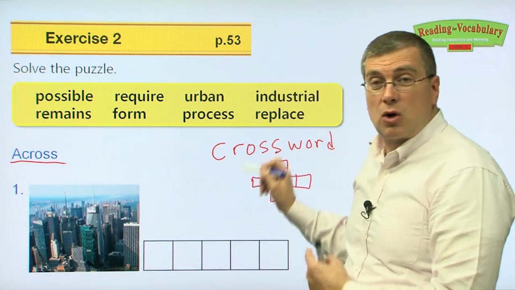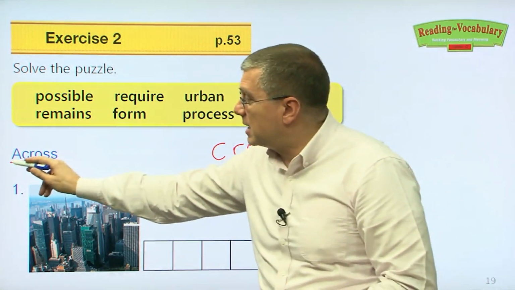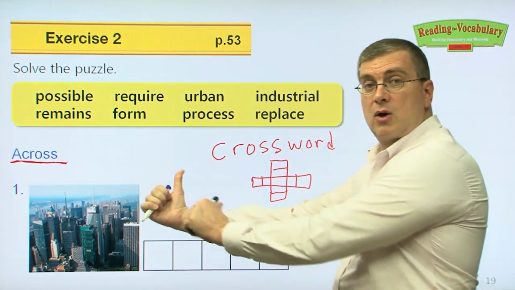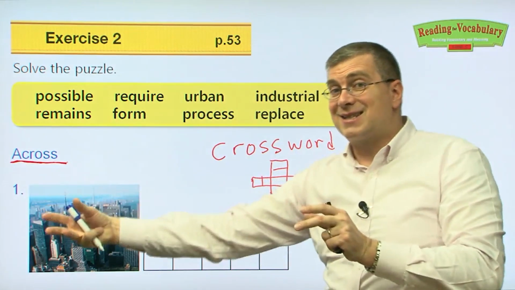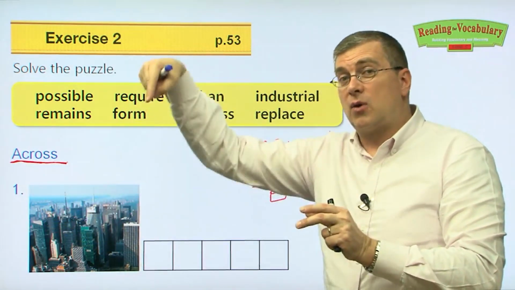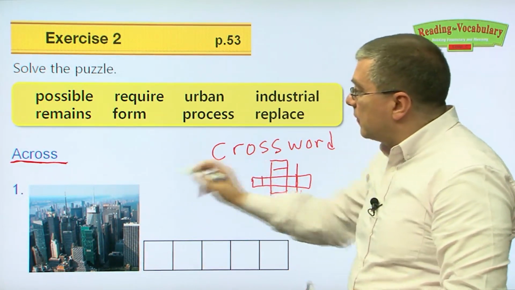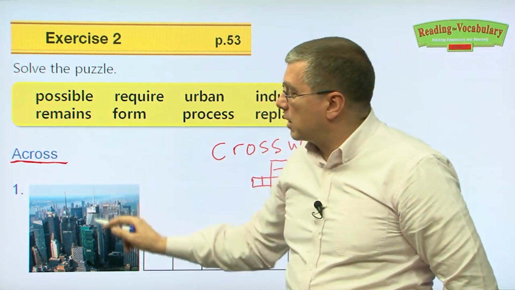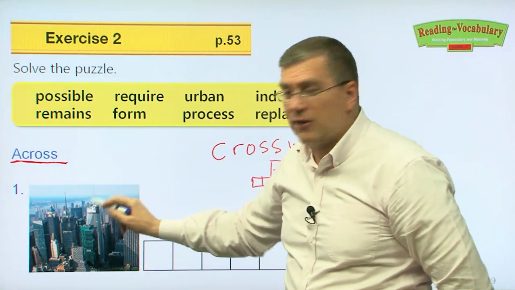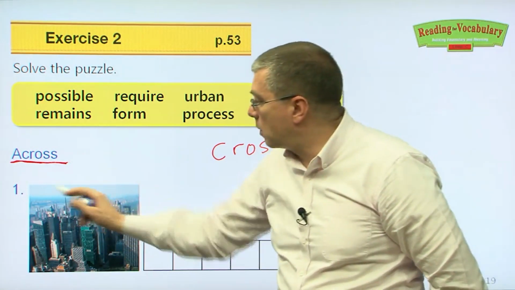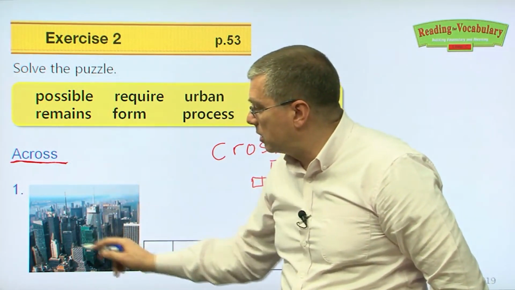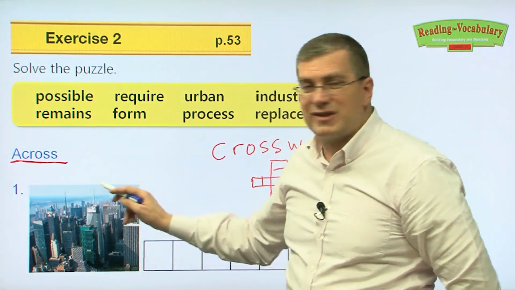Now, when you do a crossword puzzle, usually they give you the clues for the words that are going across, and then in the next section, they give you clues for words that go down in the puzzle, right? Down. First, we're going to talk about the words that are going across. For these clues, we have pictures. Okay, so for number 1, we have a picture. That is our clue.